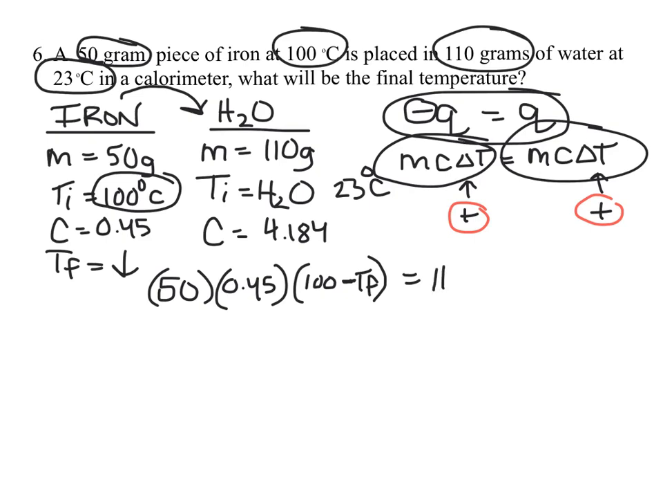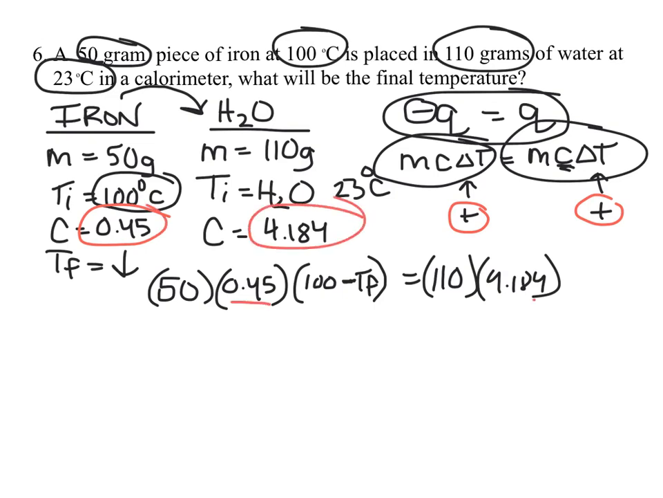Now, on the water side, you have 110 grams, that's your mass, and you have a specific heat, the c value, which is 4.184. Now, remember, we got these values. It's not in the problem. We looked them up on our chart. So this value and this value is just something we look up on a specific heat chart. So that's nothing that was given.